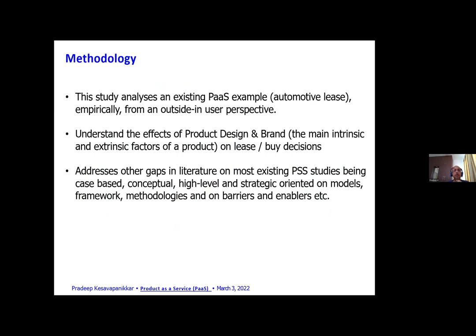But talking about the research methodology, this study analyzes an existing PaaS example, which is the car lease that I already touched upon, empirically from an outside-in perspective, from the user perspective, and to understand the effect of product design and brand, the main intrinsic and extrinsic factors for the product, on lease versus buy decisions. So this addresses the gap that we were talking about earlier, most of the literature being conceptual, high level, and not empirical.